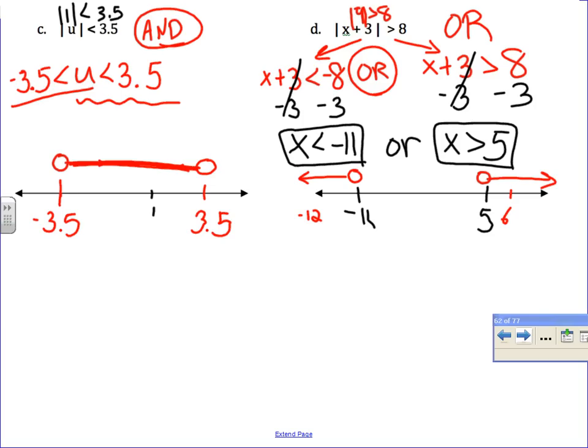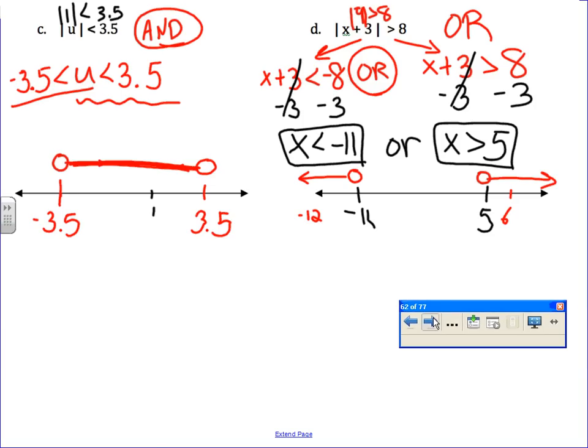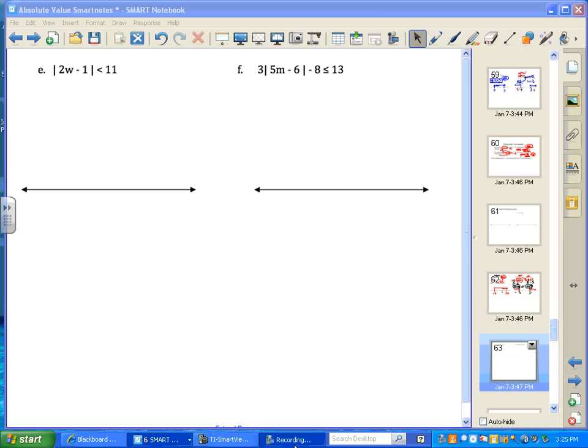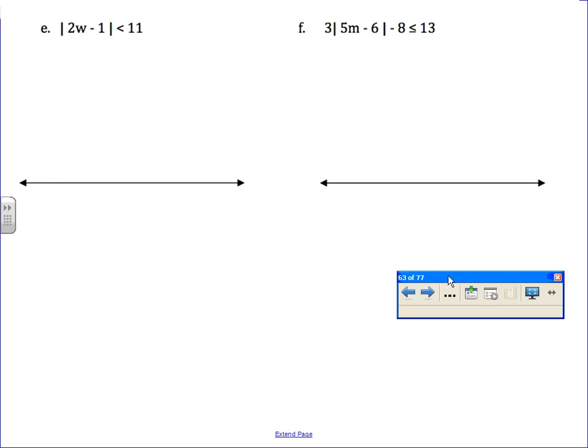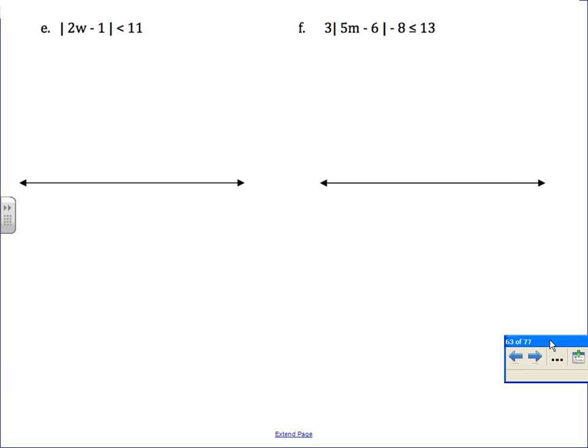Okay, let's try letter F together. This one is, of course, going to be the most difficult or the hardest here. So let's go to letter F, just because it's not in the form that we need it to be in. So we have 3 absolute value of 5m minus 6, minus 8, less than or equal to 13. All right, so first problem here is that we need to get it into the form absolute value of something is less than or equal to something.